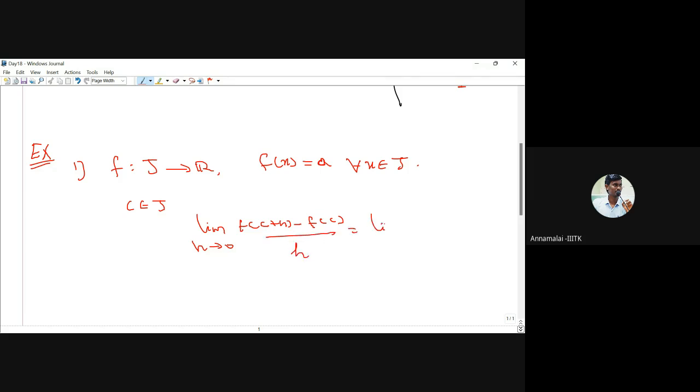So this is about the limit as h goes to 0. f of c plus h is nothing but again a, because f is a constant function. Everything cancels to 0. Therefore, this is 0. So the limit exists, and the limit is denoted by f dash of c. Therefore, f is differentiable at the point c, and the value of the derivative at the point c is 0. Since we took an arbitrary point c, f is differentiable on J, and the derivative is always 0. Okay, this is a simple one.